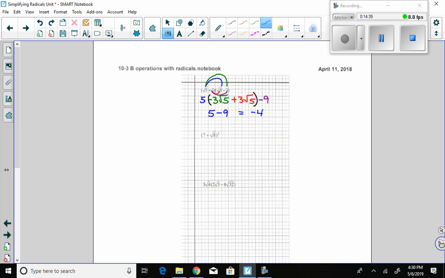Okay, so it actually cleans up. When you get a problem that looks like that, it's going to clean up very nicely. Okay, promise. All right, let's take a look at this next one.